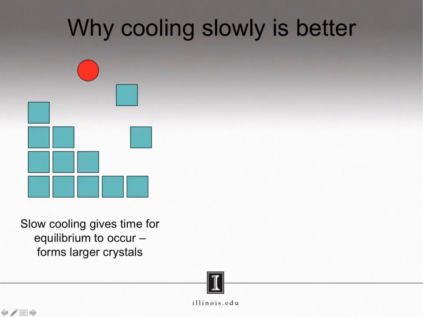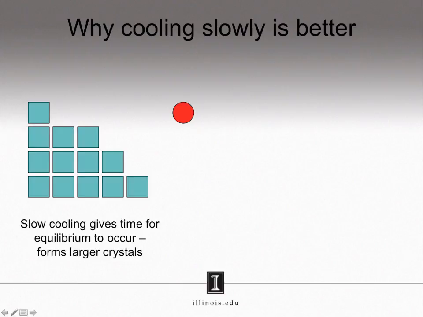What if it tries again? What if it attaches itself to another place on the crystal? It's still a different molecule. It still doesn't fit well into the lattice. Therefore, it will once again drift away, allowing our remaining solute molecules to attach themselves to the crystal surface and thus finish growing the crystal. Slow cooling allows this equilibrium process to occur, forming large, pure crystals.